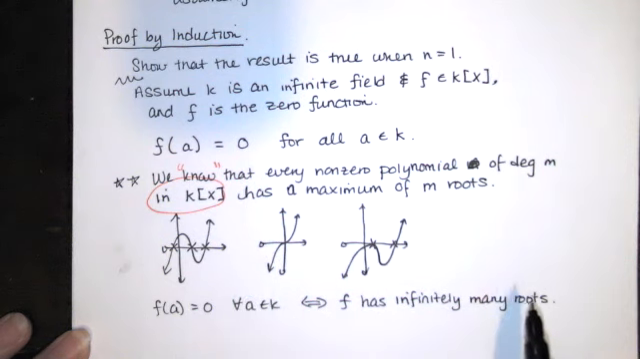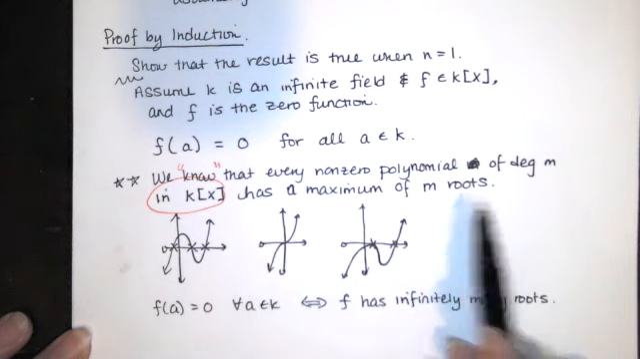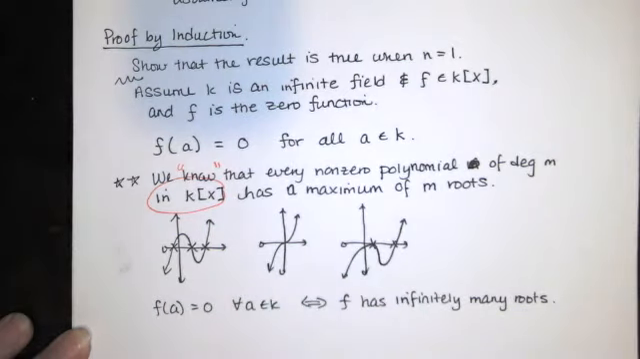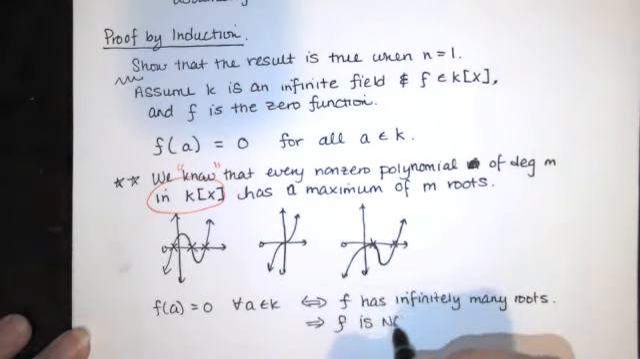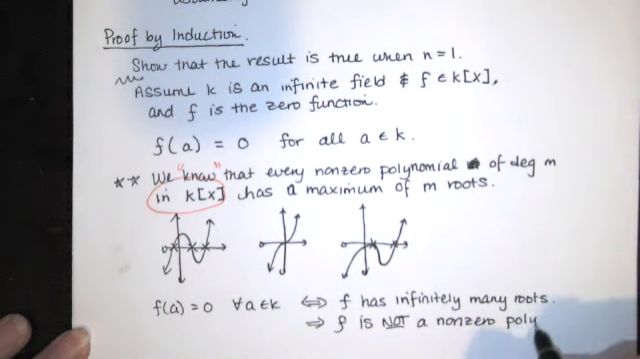But if we have infinitely many roots and every non-zero polynomial of degree m has a maximum of m roots, well then that means that this cannot be a non-zero polynomial. Sorry about the double negative there, but if f is not a non-zero polynomial, what does that mean? Well then f must be the 0 polynomial.